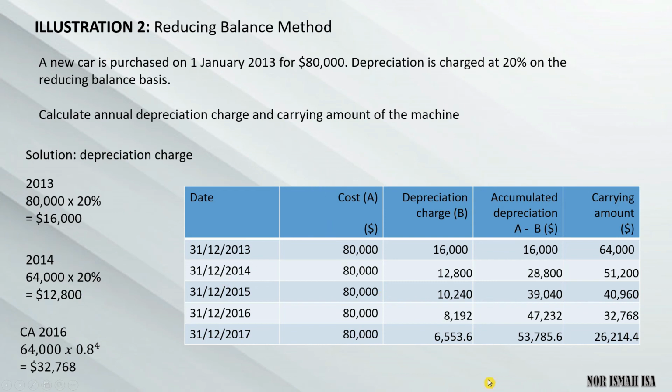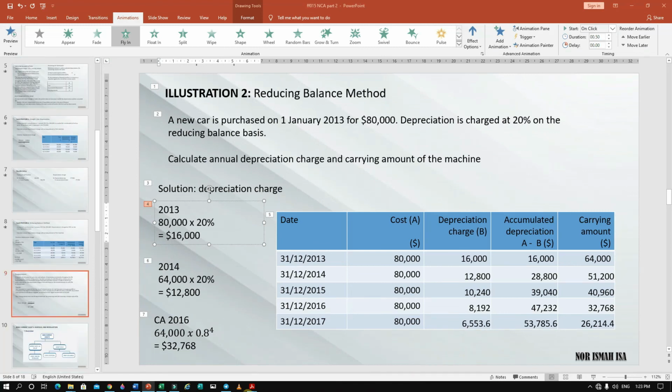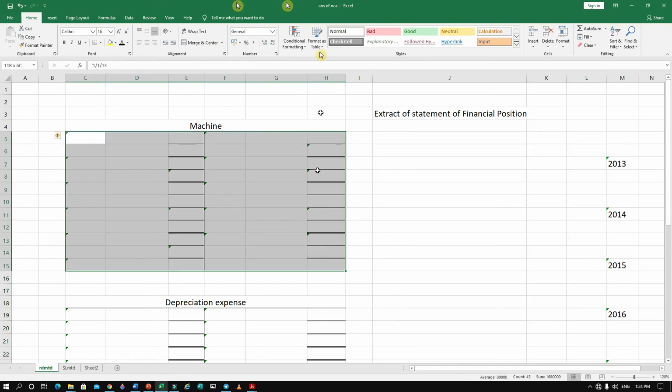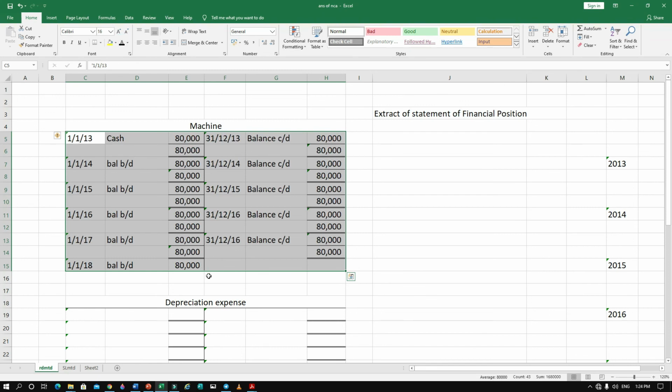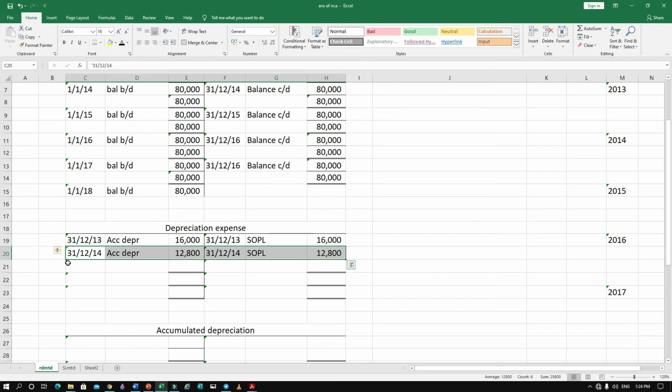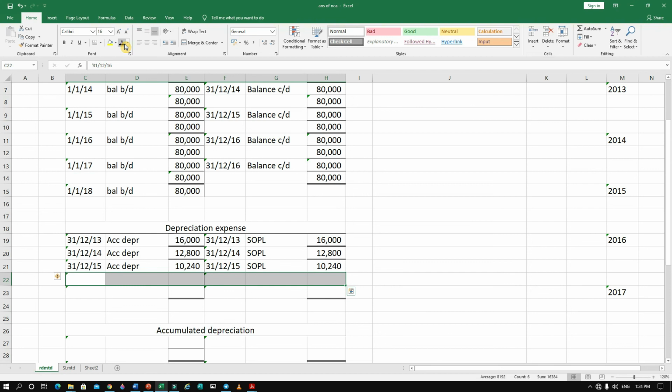As for the double entry, whether you use the reducing balance method or the straight line method, it remains the same. For the yearly depreciation charge, we will debit depreciation expense and credit accumulated depreciation. So now let's go to the ledger entry. As for the machine, you can see that the cost remains the same for each year, but the expenses here are decreased for each year. Each year, the depreciation will decrease by 20%.